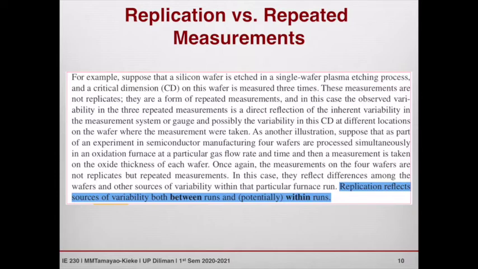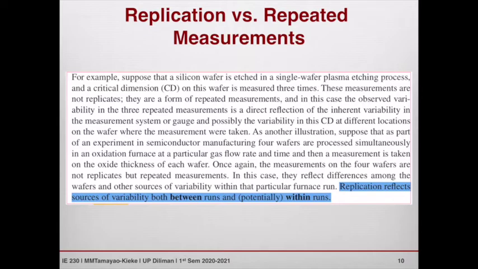These measurements are not replicates. They are a form of repeated measurements, and in this case, the observed variability in the 3 repeated measurements is a direct reflection of the inherent variability in the measurement system or gauge, and possibly the variability in the CD at different locations on the wafer where the measurement were taken.